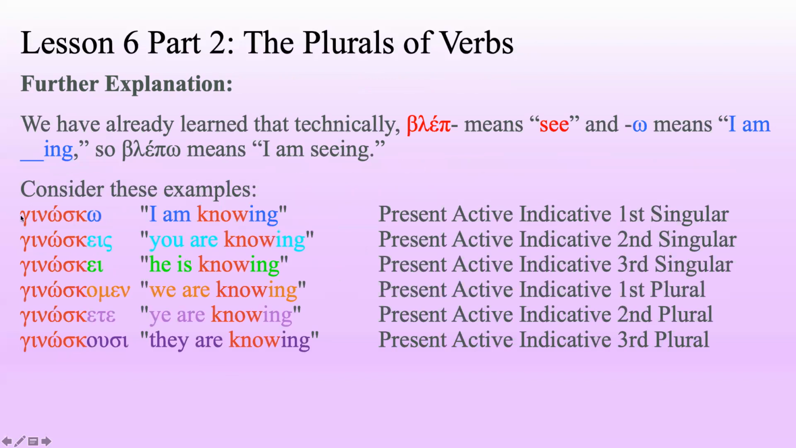Consider these examples. Ginosko, I am knowing. Present active indicative first singular. Ginoskeis, you are knowing. Present active indicative second singular. Ginoskei, he is knowing. Present active indicative third singular. Ginoskomen, we are knowing. Present active indicative first plural. Ginoskete, ye are knowing. Present active indicative second plural. Ginoskousi, they are knowing. Present active indicative third plural.